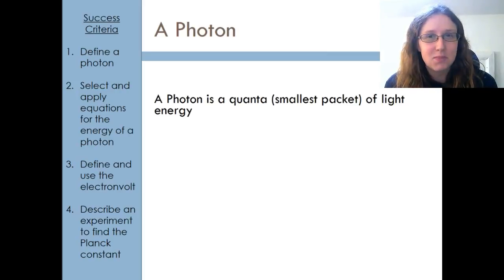That just means it's the smallest packet, so you can't divide a photon up in half. You can't take a photon and split it into two smaller photons. It's indivisible, basically, and that's what we mean by quantum.